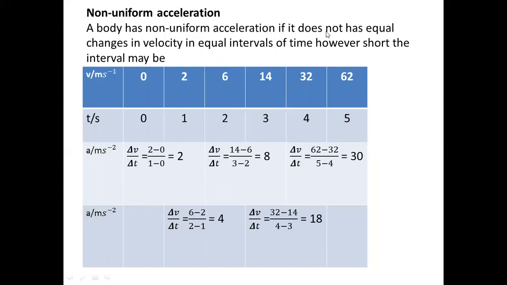If the body does not have equal changes in velocity in equal intervals of time, then the body is said to have non-uniform acceleration. Over here velocity is not changing by equal amount after each second. So therefore acceleration in this case is non-uniform.